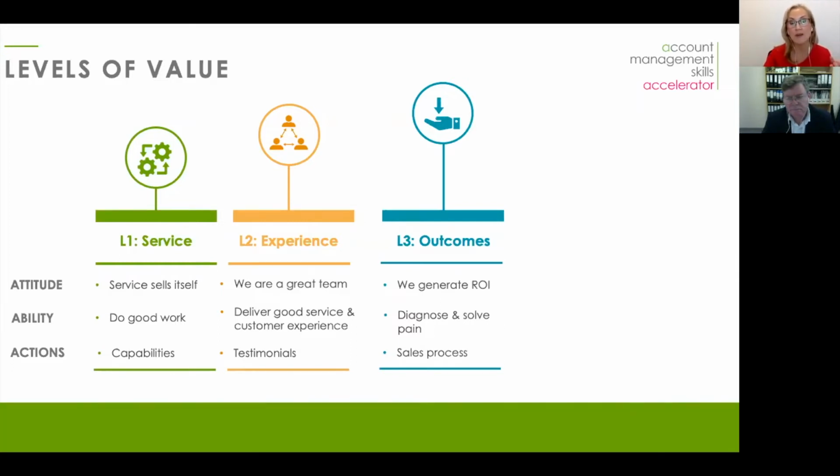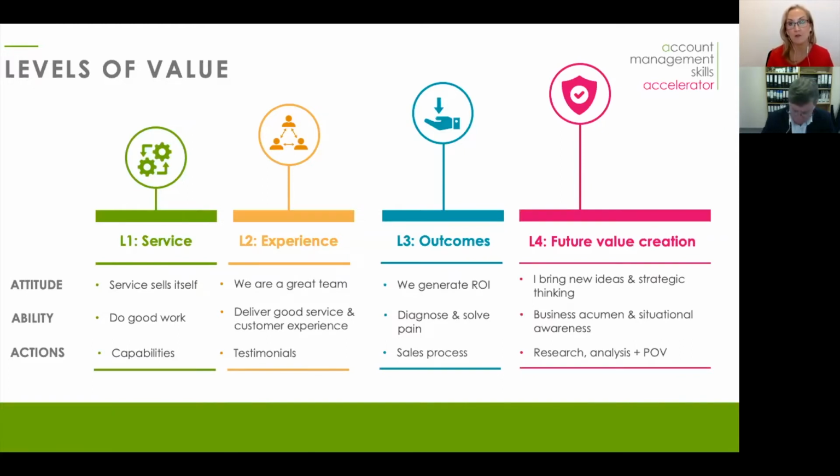And then the top level of value that your clients are looking for from you is future value creation. What I mean by that is that you are systematically and on a regular basis looking for new ideas that are relevant to their business. What are the strategic thinking ideas you can come up with that are fundamentally going to help them with a shift in their business and help them change what they're doing?